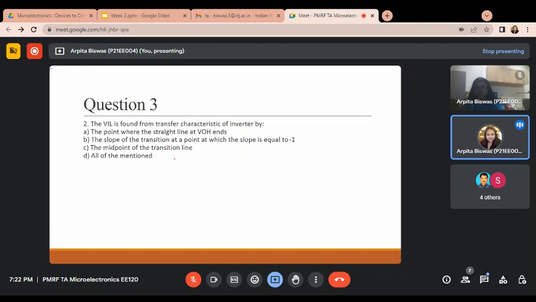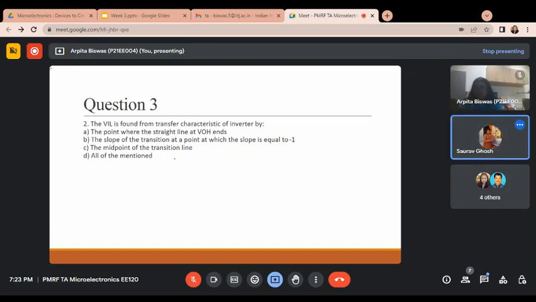Okay, question number 3. The VIL is found from the transfer function of an inverter. So the first option is the point where the straight line at VOH ends, the slope of the transition at a point at which the slope is equal to -1. Option C is the midpoint of the transition line. Option D is all of the mentioned.